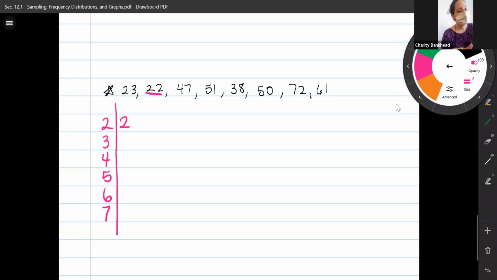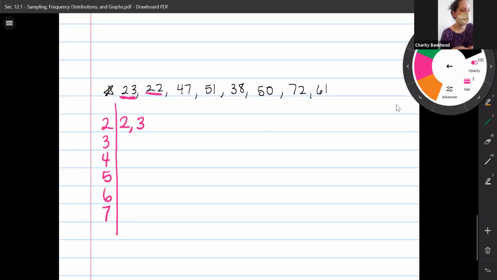And another thing, sometimes with the stem and leaf plot, like in that last one, they didn't use any commas, but sometimes you might. I think maybe on the homework, they have you use a comma, and they may or may not put a space in between. But the next number in your data set is 23, so I put a 3 there. And that's all the 20s.